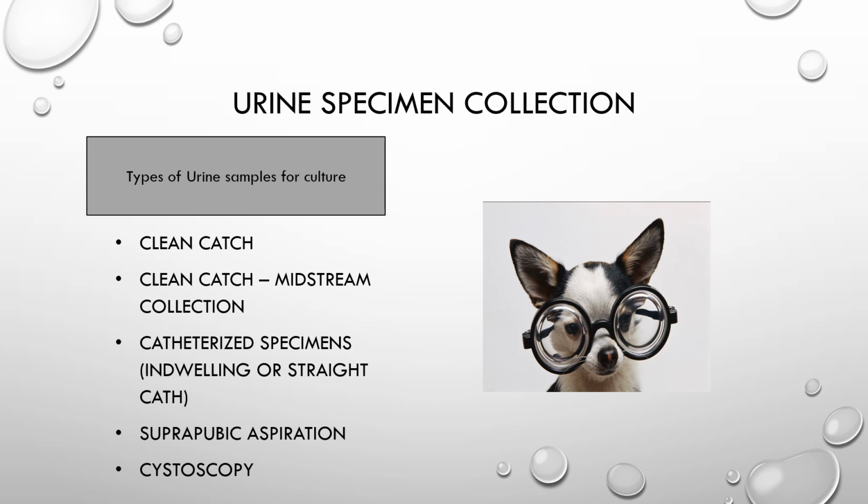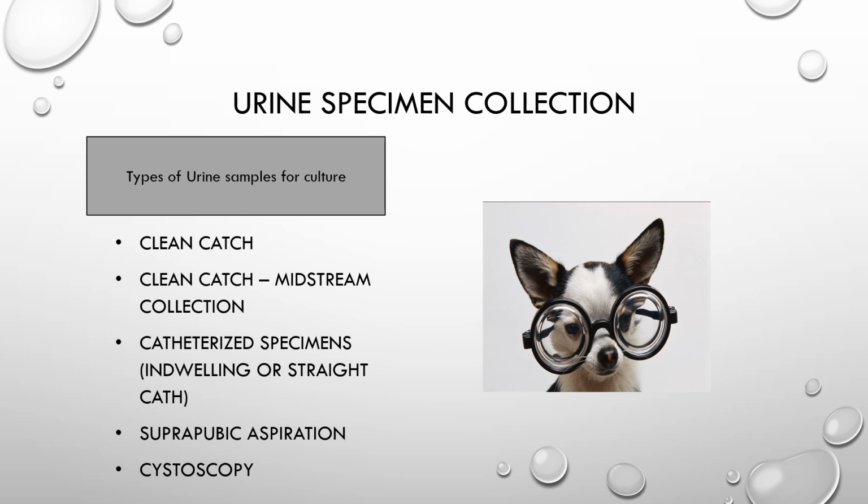A catheterized specimen is when they actually take a tube and go into the urethra and collect the urine. One is called an indwelling catheter and one is called a straight catheter. An indwelling catheter is a catheter that stays in for a long period of time, and you usually see this with elderly patients or patients that are paralyzed or for some reason can't urinate or are incontinent, and we would have an indwelling catheter with those populations. A straight cath is a catheter that's inserted into your patient for just a few moments while they collect the urine. It doesn't actually stay in the urethra.